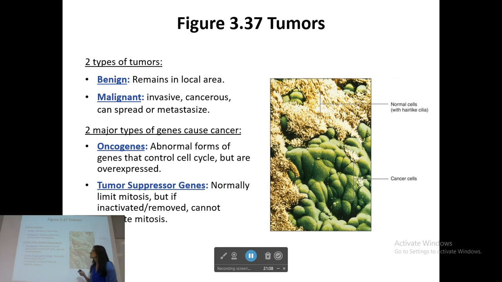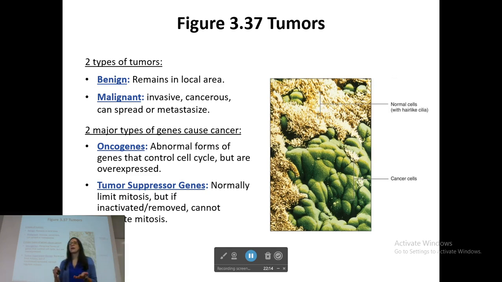Okay, two major types of genes that cause cancer. We have oncogenes and tumor suppressor genes. Okay, so oncogenes, we all have these genes, right? They're called proto-oncogenes when they're just normal genes. But if that genetic material gets altered in some way, then it becomes an oncogene. Okay, and so we know that there is a genetic basis for cancer, right?